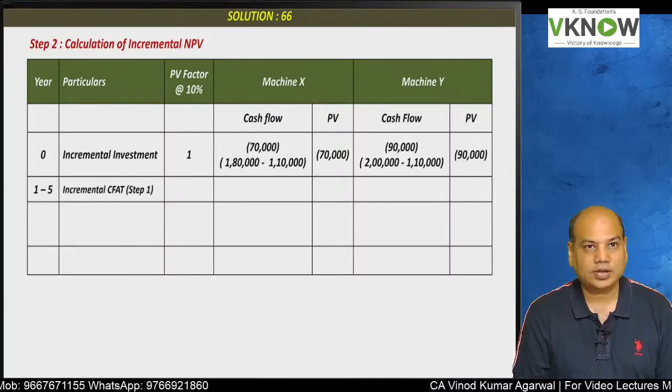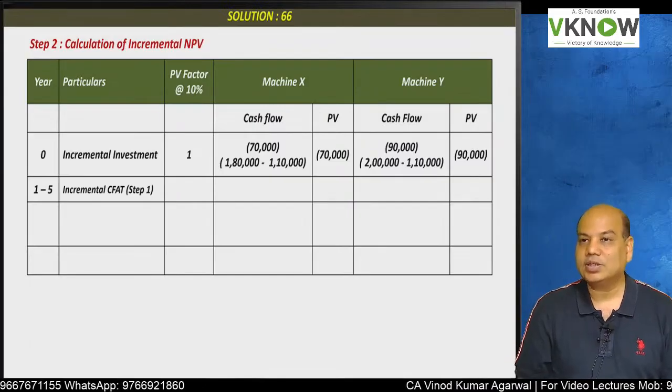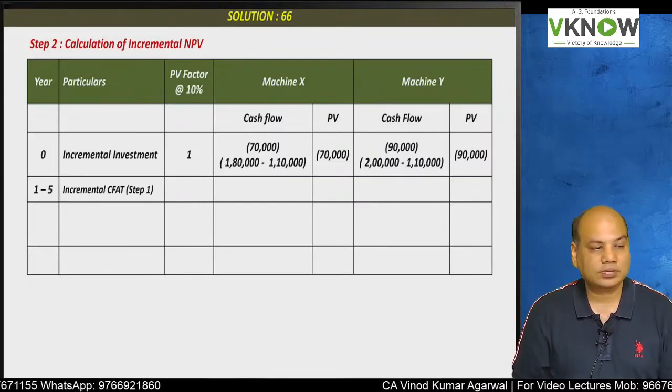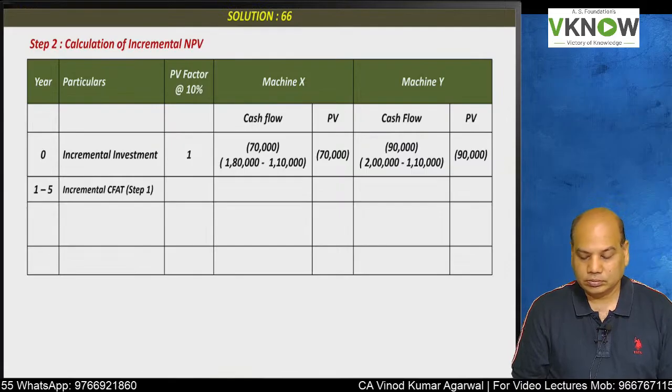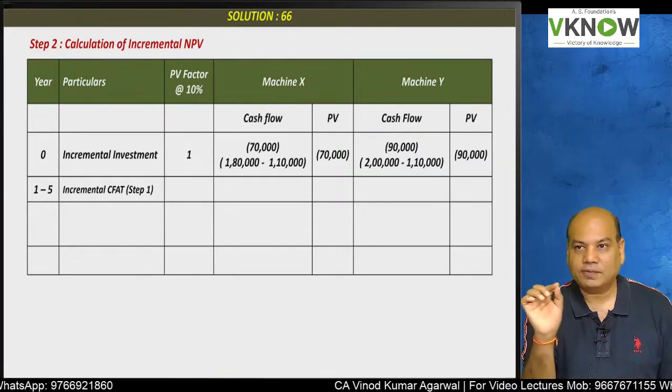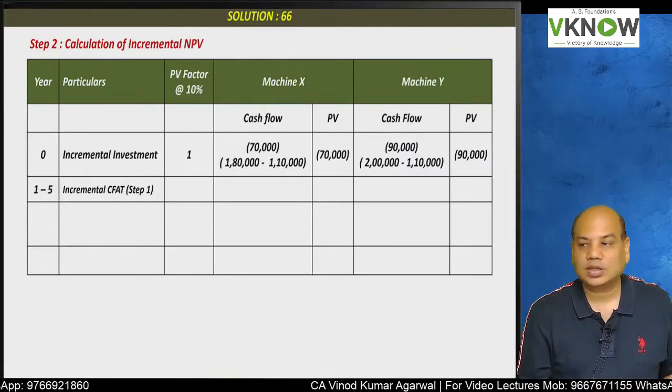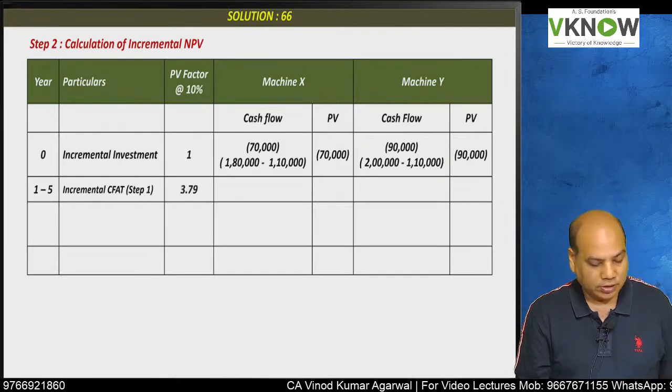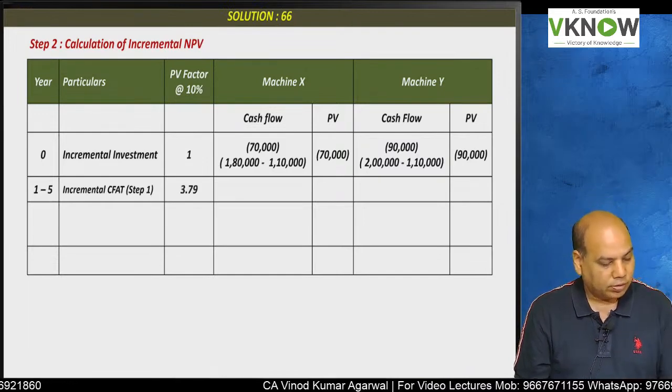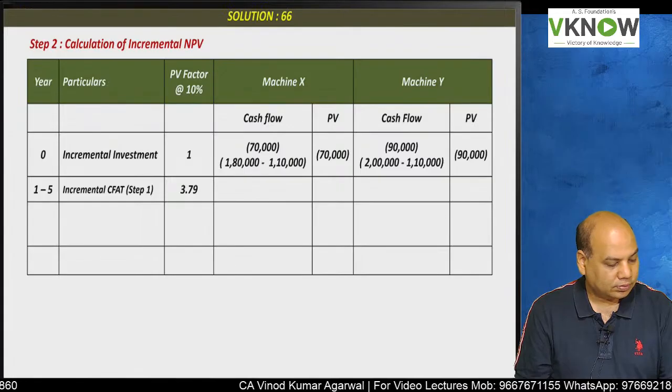Now write down years 1 to 5, incremental CFAT, in bracket step 1. And please add the factors given in the question. They have given you some factors, please add.